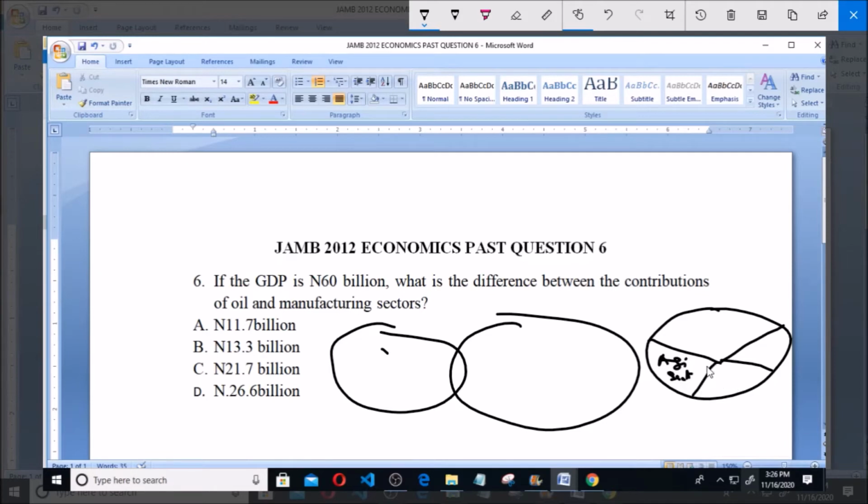Agriculture is 90 degrees. We have the mining sector, which is 30 degrees. We have the manufacturing sector, which is not given. We have 160 degrees for the oil sector.